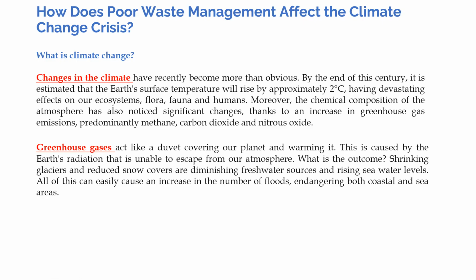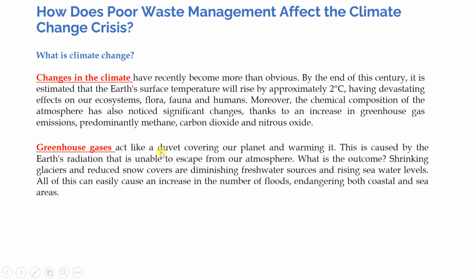So what is climate change again? Changing the climate, what we used to call climate change, has recently become more than obvious. By the end of this century, it is estimated that the Earth's surface temperature will rise by approximately 2 degrees C, having devastating effects on our ecosystems, flora, fauna, and humans. Moreover, the chemical composition of the atmosphere has also changed significantly thanks to an increase in greenhouse gas emissions, predominantly methane, carbon dioxide, and nitrous oxide.